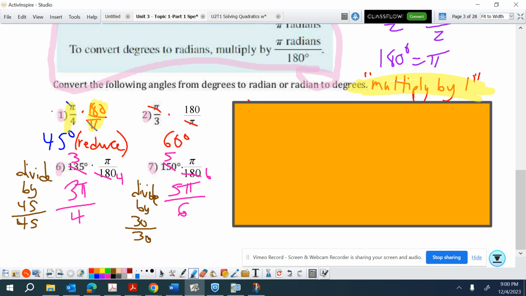Number 2, pi is in the measurement, pi over 3. That means I need to convert to degrees. Again, I'm multiplying by 180 over pi. When I do that, I can divide out the pi's, and the pi's divide to 1. And then 180 divided by 3 is 60 degrees. Final answer for number 2.